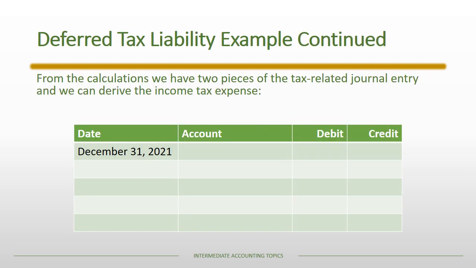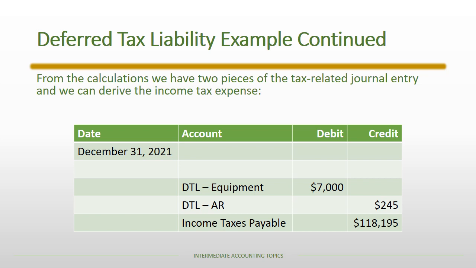So we take all this information and we do our December 31st, 2021 journal entry. We start with our income taxes payable, $118,195. We have the increase in the deferred tax liability related to the accounts receivable of $245, so that's a credit. We have the decrease of the DTL related to the equipment of $7,000, so to decrease the DTL, that's a debit. We have the increase to the DTA related to the equipment, that's a debit of $1,750, and from all this information, we can derive our income tax expense of $109,690.